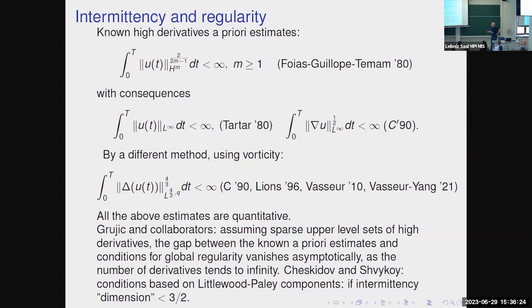Now, this is one way of thinking of intermittent regularity. On the other hand, Alexei and Roman, who is here, studied conditions based on Littlewood-Paley components. You do a Littlewood-Paley decomposition, and you look at the Bernstein inequalities, and you ask yourself, are they reversed? Are they fulfilled? In other words, are they sharp? And you can introduce a level of unsharpness, and that's related to the intermittency dimension, as they define it. If the intermittency is not too brutal, then you are regular. The most brutal intermittency is Kolmogorov, in which there is no blue sky. So these are known results.